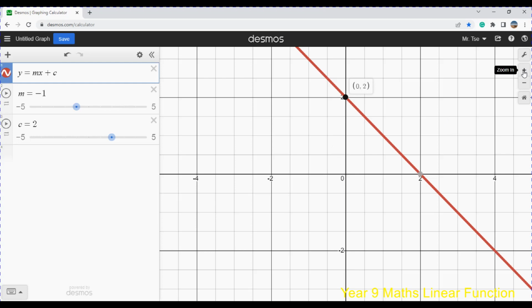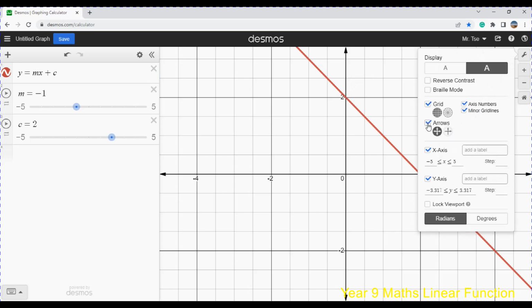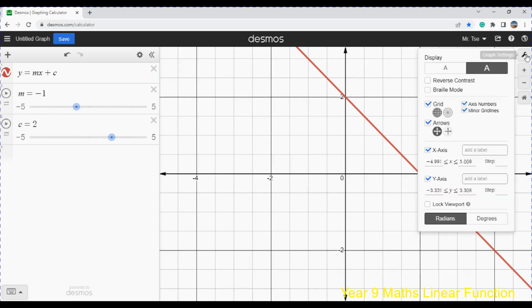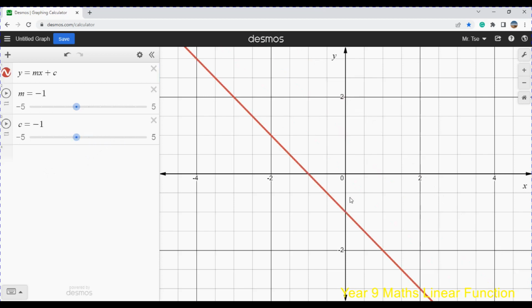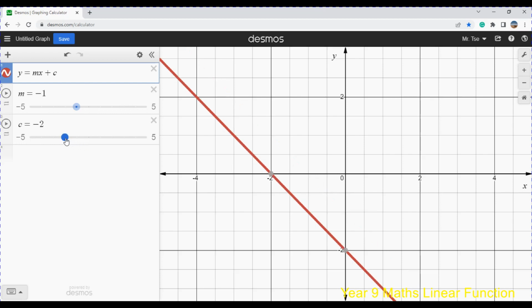Oh, it's a bit hard to see where that y-intercept is. Okay, so let me change the setting a little bit. I add some arrows so you can see the y-intercept there. I should put x here and y here to make it better. So the vertical axis is the y-axis, and you see the y-axis here. So the y-intercept is now 2. If I change to a negative value, the y-intercept becomes -1. So when c is -1, the y-intercept becomes -1. When c is -2, the y-intercept becomes -2.